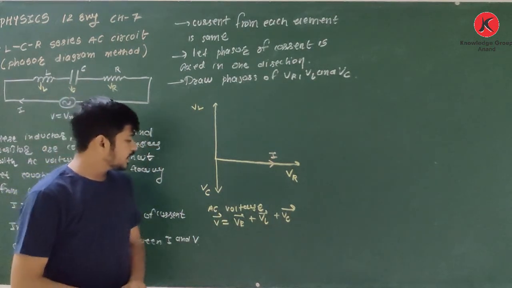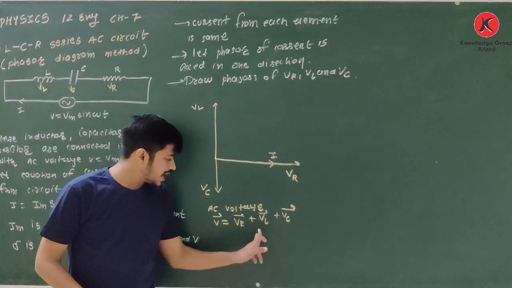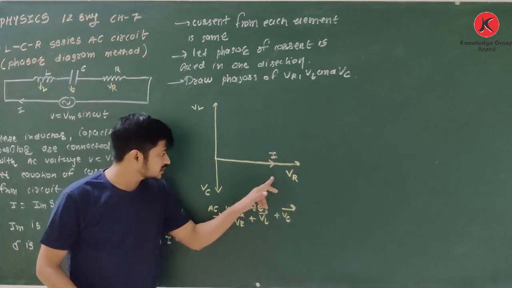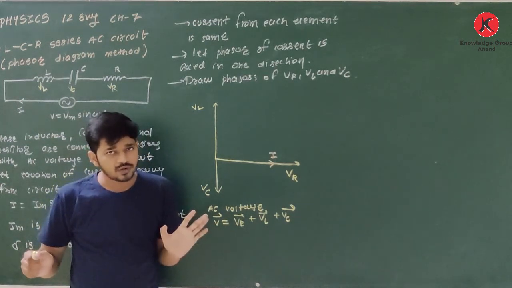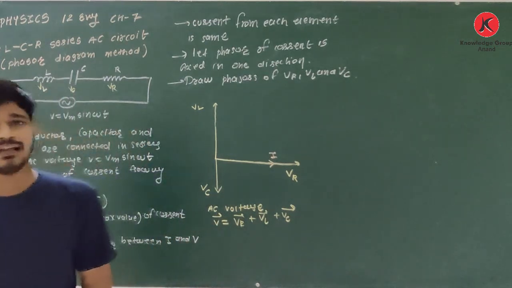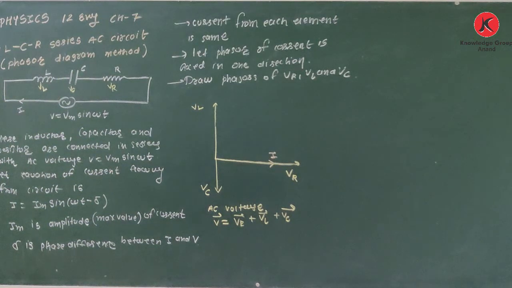So V is equal to the vector addition of these three vectors, first, second, and third. So we will add that. How to add that? See, I am taking one condition. See, here it is.